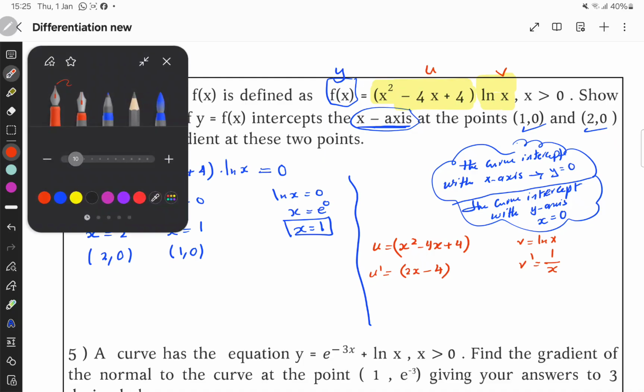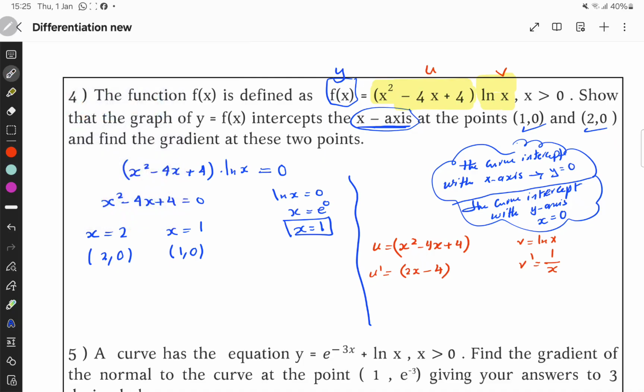So we just apply the formula now. So f prime x equals. In the first one, we just distribute every term here. x squared divided by x will be x, minus 4x divided by x will be 4, plus 4 times 1 over x, it will be 4 over x, plus, now we take that ln multiplied by every term also, 2x times ln x, minus 4 times ln x.